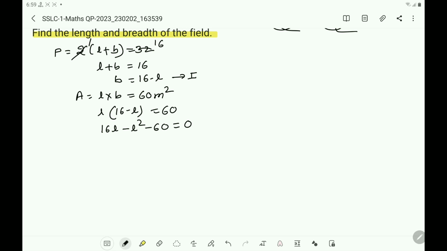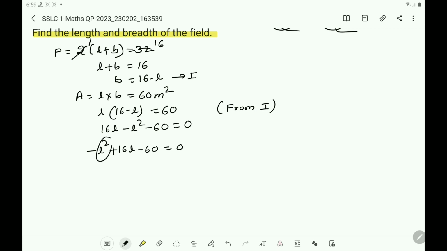16L minus L square minus 60 equals 0. Here you substituted B equals 16 minus L. Then you write it in the form ax square plus bx plus c equals 0. It comes first: minus L square, then plus 16L and minus 60 equals 0.